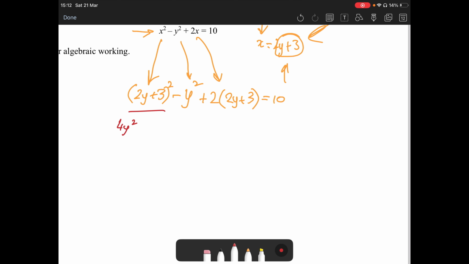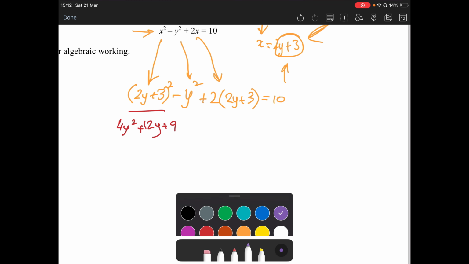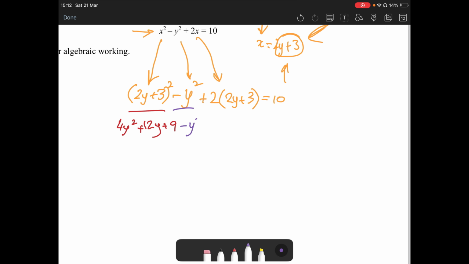4y squared plus 12y plus 9. If you don't know why, do the working out yourself, because I want to speed things along. The minus y squared we leave alone. And we'll expand the bracket out. 4y plus 6 equals 10.